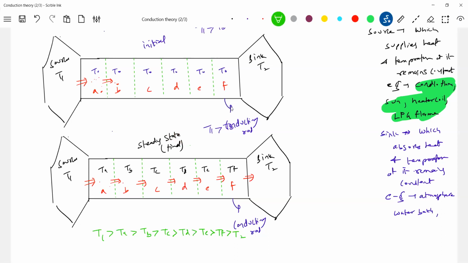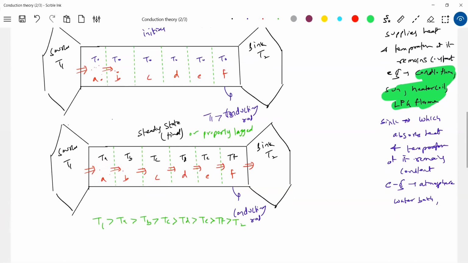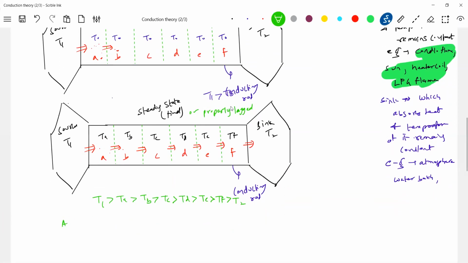So one more terminology we use. Properly lagged means each and every element has absorbed heat and attained one fixed temperature. Then they'll be involved only in transfer of heat here. So what is the conclusion we can make here at steady state?